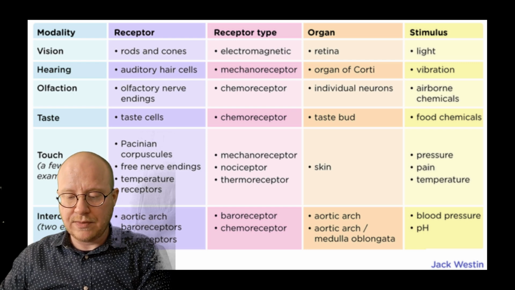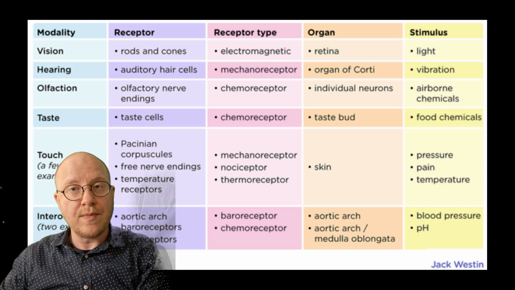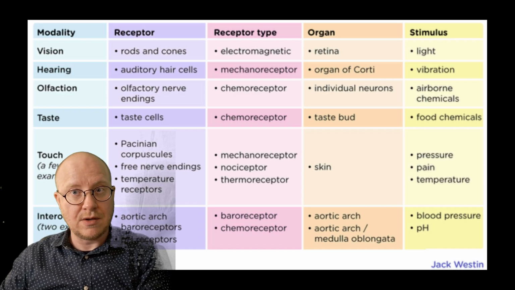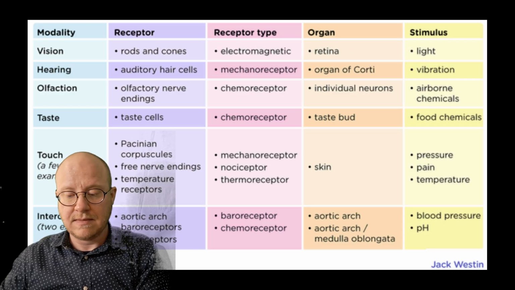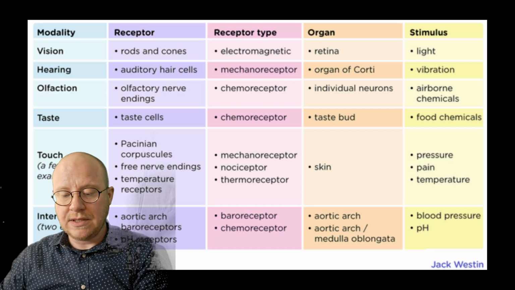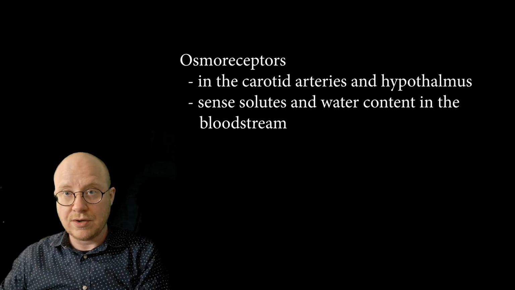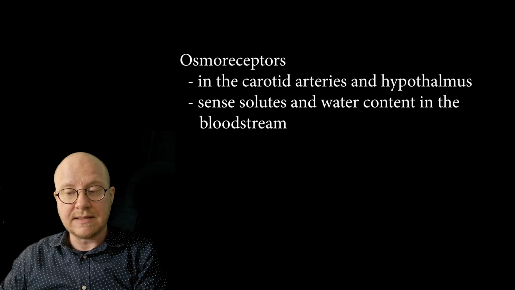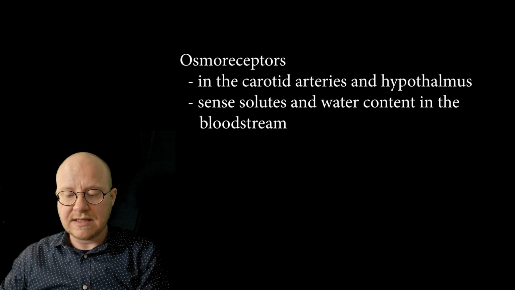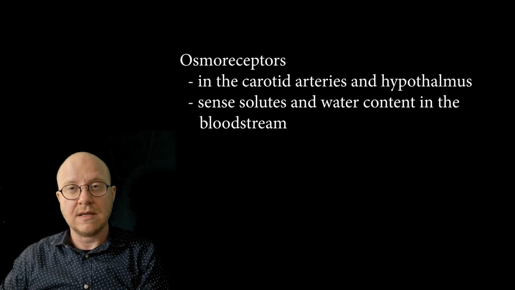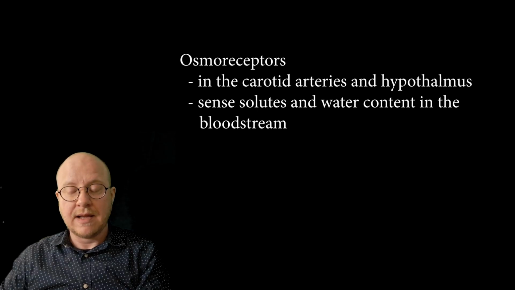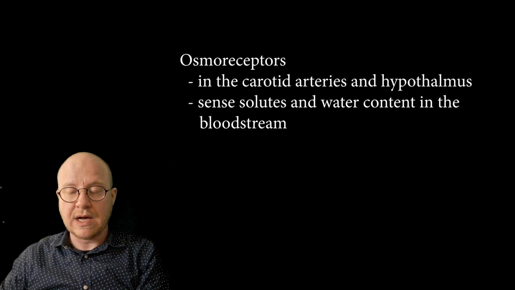And are important components, means parts, important parts of our autonomic nervous system. Now we've discussed the autonomic nervous system briefly. Examples include osmoreceptors, located in the carotid arteries and the hypothalamus of the brain, which sense solutes in water content of blood. Okay, so it senses what's in your blood, and particularly how much water is in your blood, but other things as well. Those are called osmoreceptors.